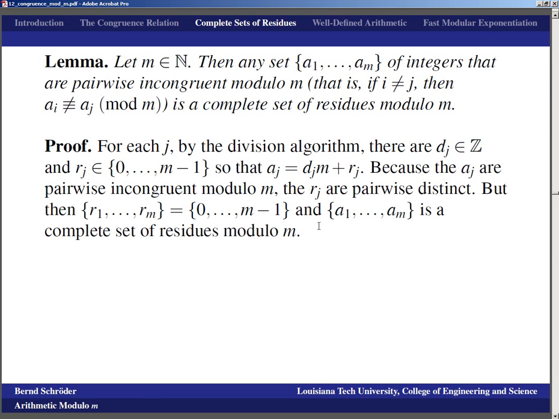But that means that r1 through rm is a complete set of residues, and that means that a1 through am, which is a set of equivalent numbers, is also a complete set of residues modulo m, because basically these rj's are pairwise distinct, so they are the numbers 0 through m minus 1, because there are m of them, and they are between 0 and m minus 1, and each ai is equivalent to one of these numbers, which means because there are m of them, we get all of them, and so that means we have that every integer is equivalent to one of these numbers, and therefore also equivalent to one of these numbers.